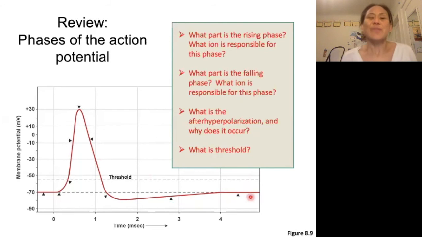All right. So this is just a quick, simple, straightforward review of the phases of the action potential. So take a moment to answer these questions. You'll probably have to hit pause. One, what part is the rising phase? What ion is responsible for this phase? Two, what part is the falling phase? What ion is responsible for this phase? Three, what is the after hyperpolarization and why does it occur? And finally, what is threshold? Okay, so go ahead, hit pause, and we will not discuss it.